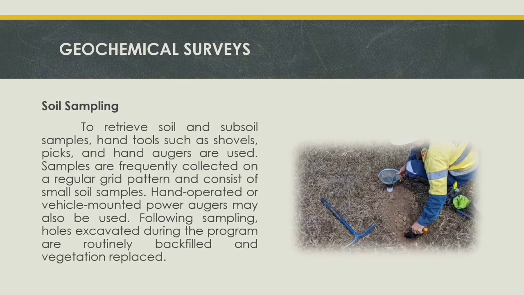Soil sampling. To retrieve soil and subsoil samples, hand tools such as shovels, picks, and hand augers are used. Samples are frequently collected on a regular grid pattern and consist of small soil samples. Hand-operated or vehicle-mounted power augers may also be used. Following sampling, holes excavated during the program are routinely backfilled and vegetation replaced.